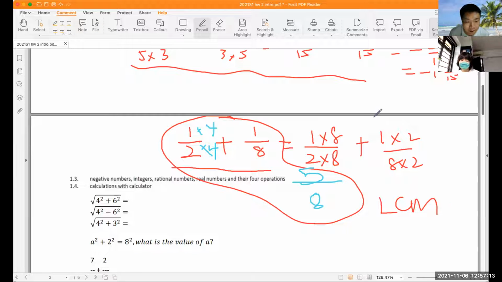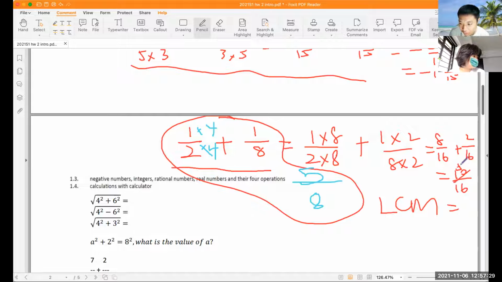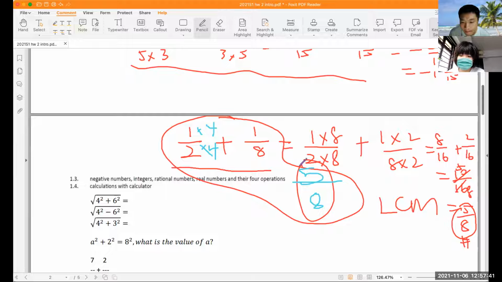That's why my student just continued to do this. So let me continue my student's working here. What you have is 8 over 16, and then 2 over 16, and then 10 over 16. And then after that, you divide by 2: 5 over 8. So the answer is 5 over 8 as well, compared to your answer, 5 over 8, but she just simplified. So her way takes more time.